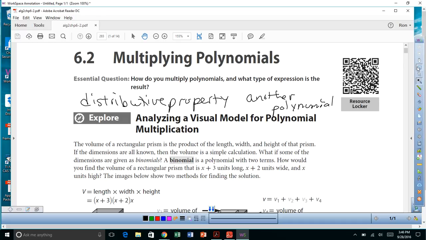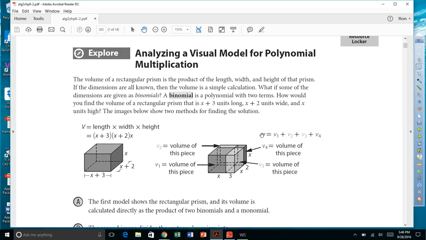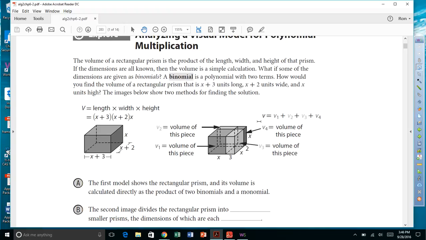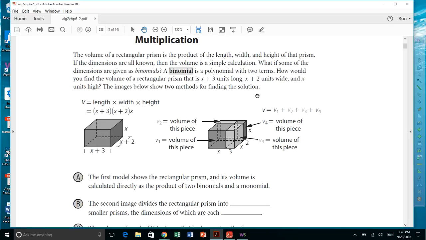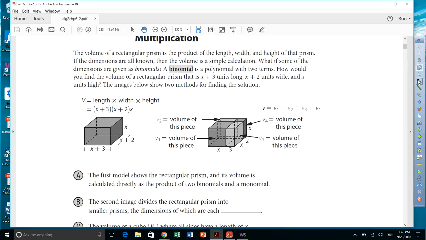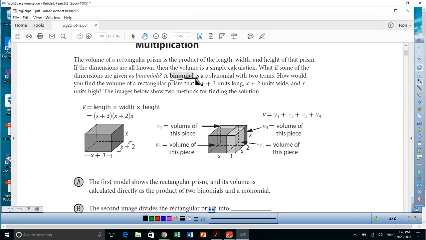Analyzing a visual model for polynomial multiplication. The volume of a rectangular prism is the product of the length, the width, and the height of that prism. If the dimensions are well known, then the volume is a simple calculation. What if some of the dimensions are given as binomials? A binomial is a polynomial with two terms, like x plus 3 is a binomial. 2x minus 7 is a binomial.